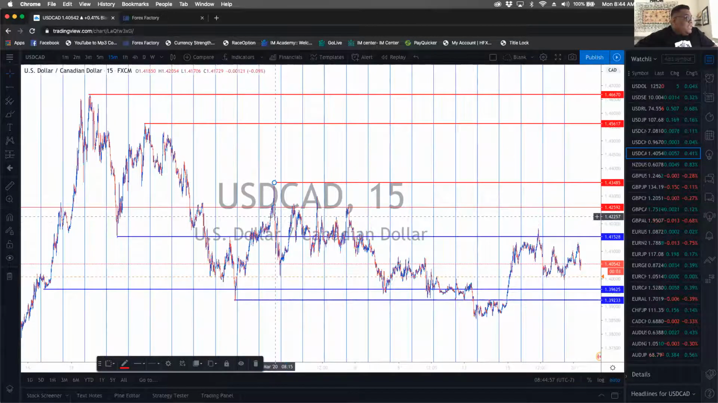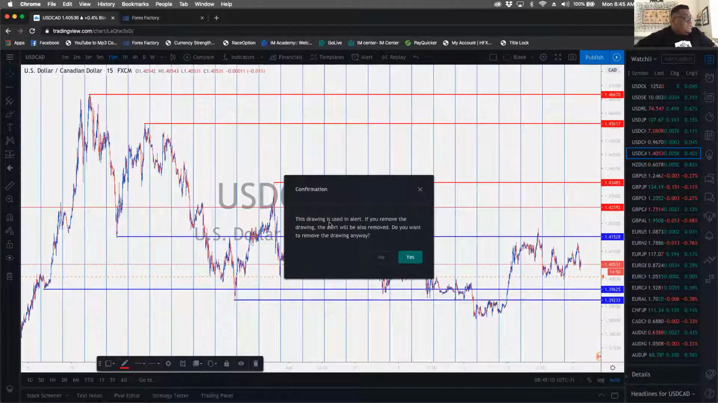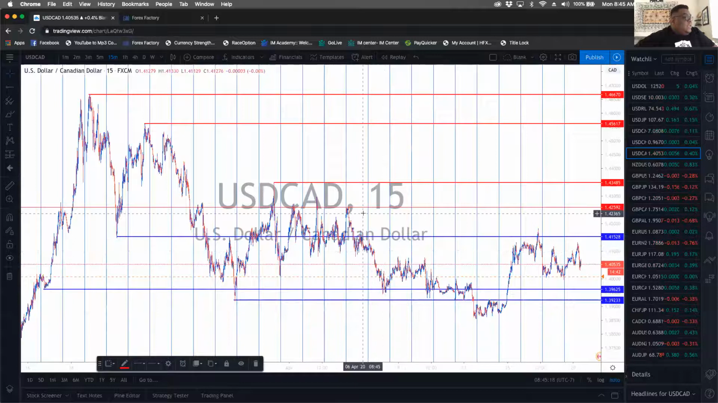Wow, look at this. Even on the 15-minute, one of the weekly ones that I drew in is respecting that support, right? If you see this here, when I click on it, right, let's say I want to delete it, confirmation: This drawing is used as an alert. Do not remove the drawing. The alert will be removed. Do you want to remove the drawing anyway? So obviously the answer is no. But even when you break it down from the weekly chart to the 15-minute chart, look how it's respecting that. It's respecting that trough here in the market. Man, that's crazy.